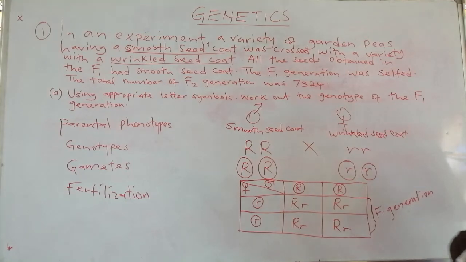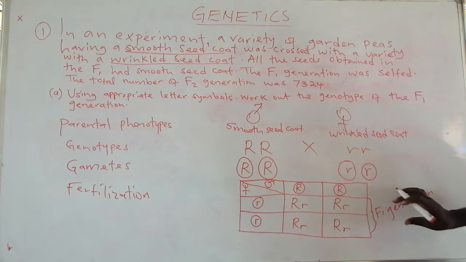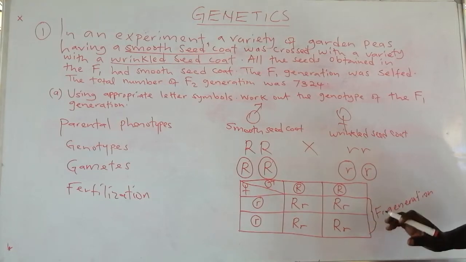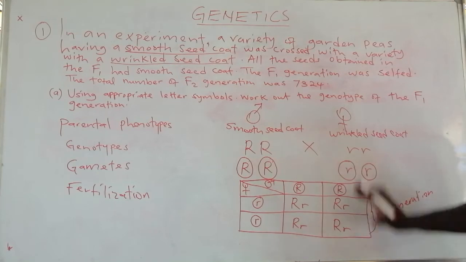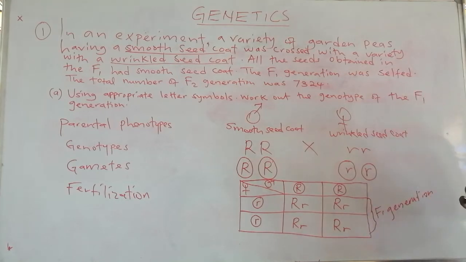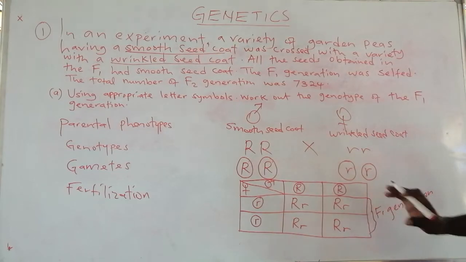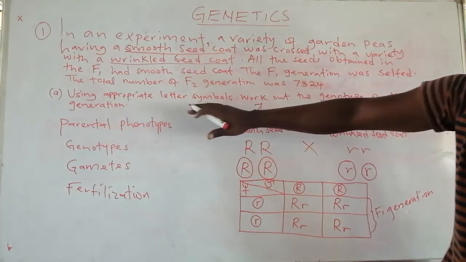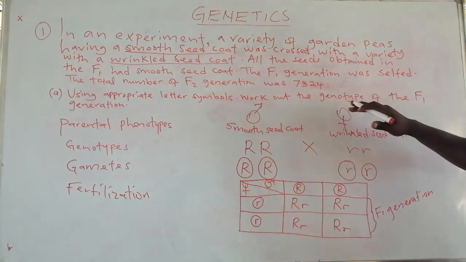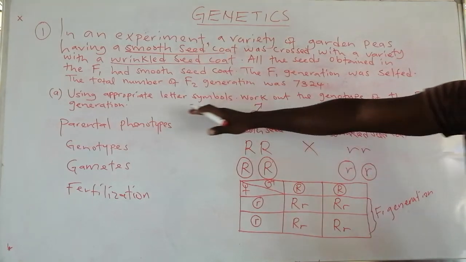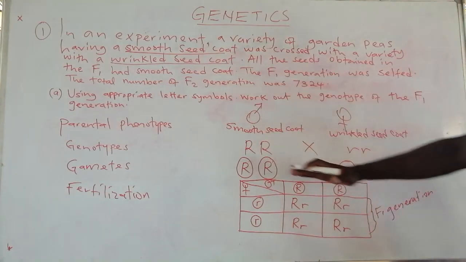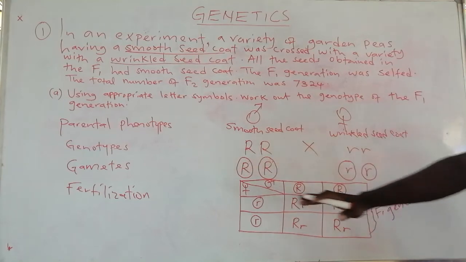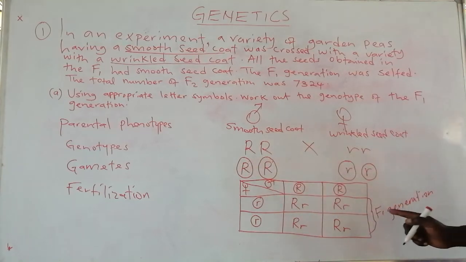Why do we call them F1 generation? I earlier explained that F1 generation refers to the first filial generation, meaning the offsprings that have been obtained from the first parents. So when we were asked to use appropriate letter symbols to work out the genotype of the first filial generation, we identified the phenotypes of the parents, we identified the gametes, and now we have crossed and we have obtained the genotypes of F1 generation.